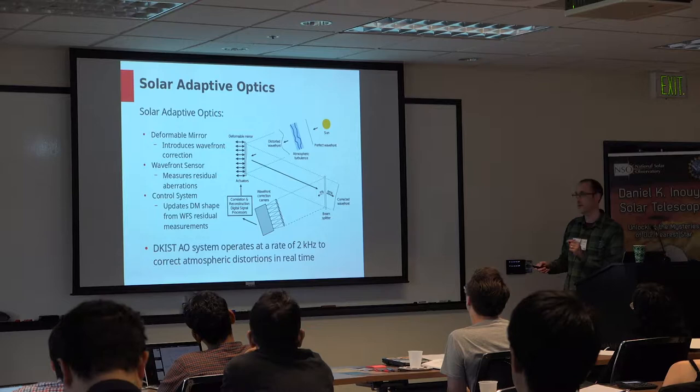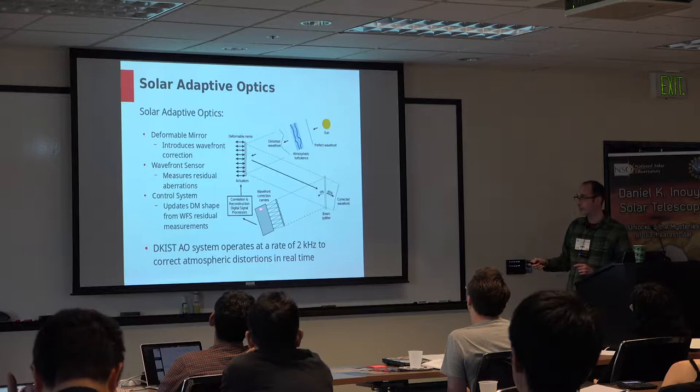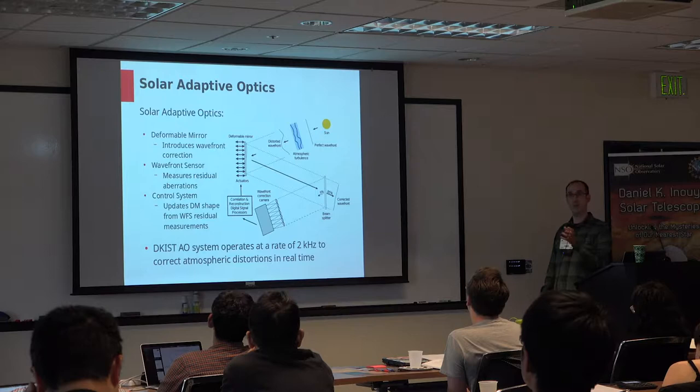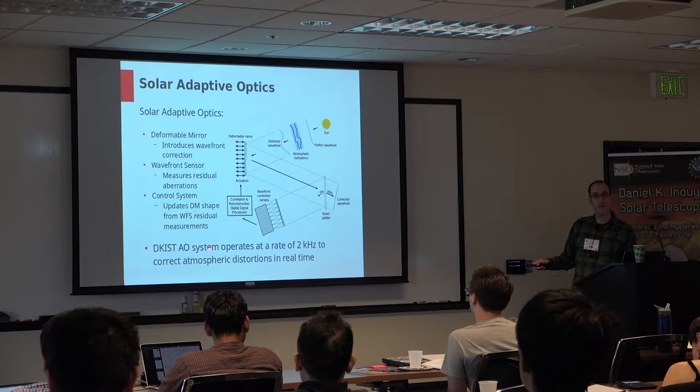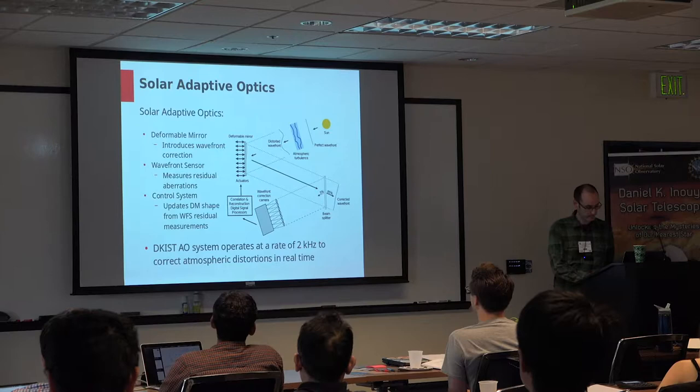a small percentage of the light will be used for wavefront sensing. And here we measure how well we did in the correction, and then update the shape of the DM accordingly. Now, this has to run really fast because the atmosphere changes really fast, in the millisecond range. So solar AO systems routinely run at several kilohertz. The AO system that will be available at first light will operate at 2 kilohertz. So this system has to run pretty fast.